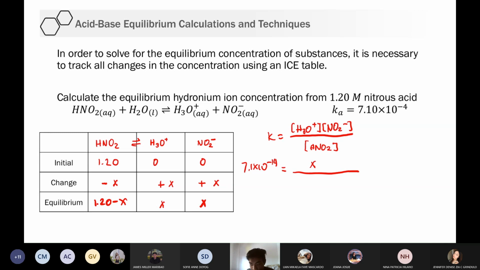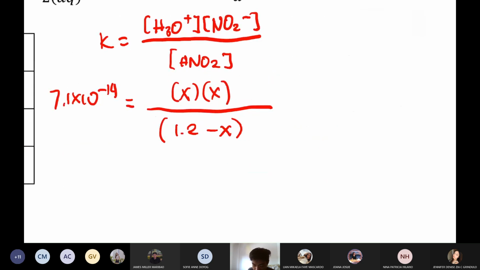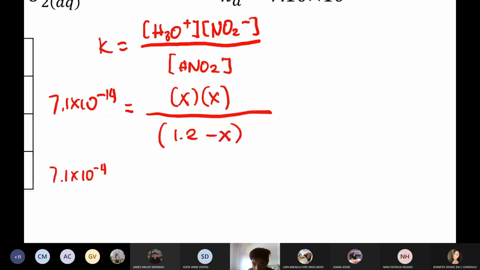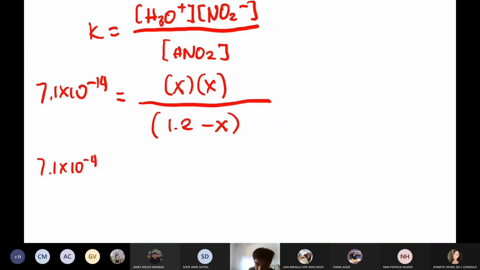Concentration of NO2 is also X. Then sa baba, we have HNO2 that is 1.2 minus X. Okay. Then, quadratic equation na. Right? So, let's simplify this. So, we have 7.1 times 10 raised to negative 4. Negative 14 ba? Negative 4 yan. Okay. So, this is typo.